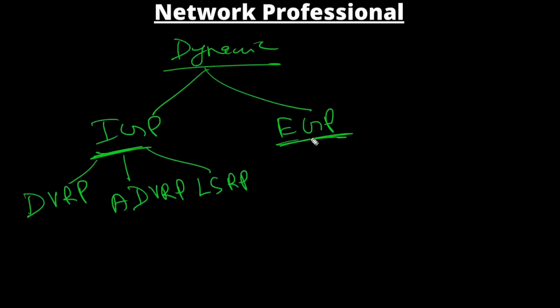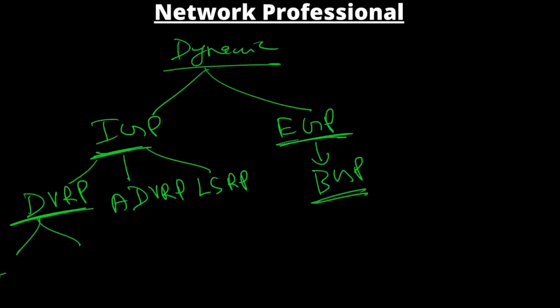And how many types of EGP are there, right? There is only one type of EGP routing protocol, and the example of an EGP routing protocol is BGP. BGP is an exterior gateway protocol. But if I talk about IGP, there are three types of IGP routing protocol, right? So first one is distance vector. If I talk about distance vector, there are two types of distance vector routing protocol.